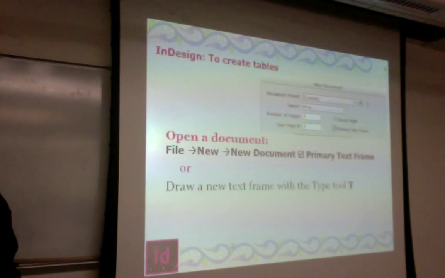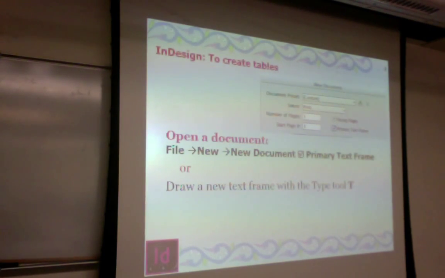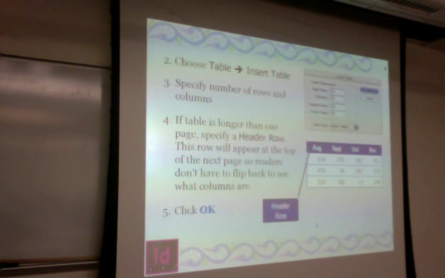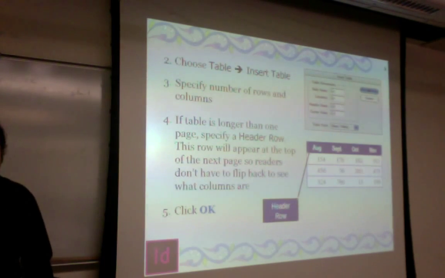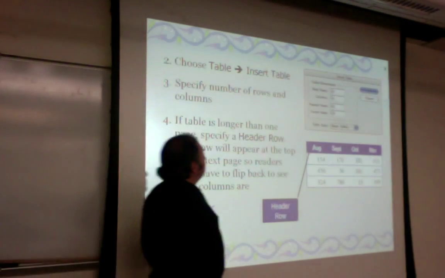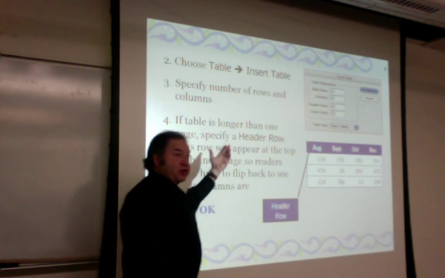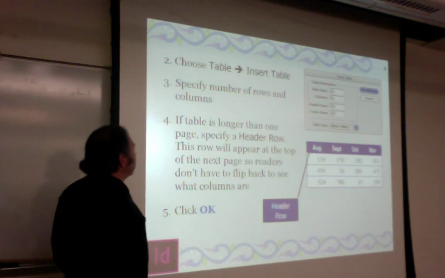InDesign. Create tables. You open up a document, and you want to make sure that you have a primary text frame. And then there's a menu at the very top that says Table, and you click on Insert Table. And it's going to ask you what kind of table do you want, and there you go. Looks familiar? Very similar to what I showed you in Word. Okay, very much the same thing.